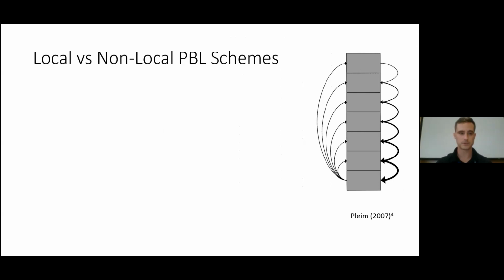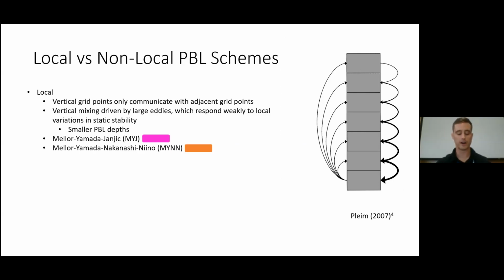The local schemes allow variables to be calculated at a given grid point using only adjacent grid points. Now, the vertical mixing in these schemes is driven typically by large eddies, which respond weakly to local variations in static stability. And I'll touch on that again in a moment. They typically have weaker mixing than the non-local schemes, and so this results a lot of times in smaller planetary boundary layer depths. And the two local schemes I'll be focused on in the study are the MYJ scheme and the MYNN scheme.